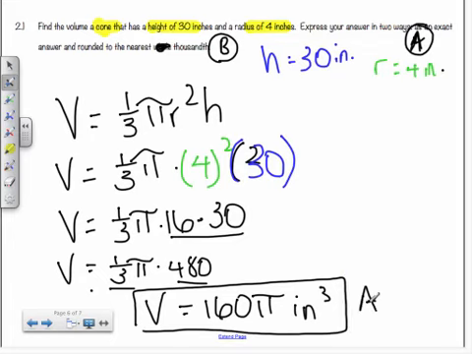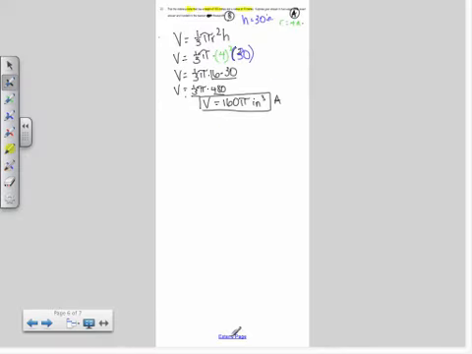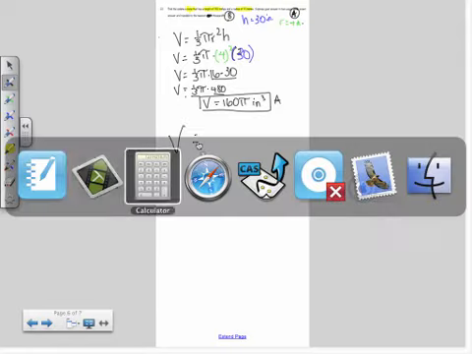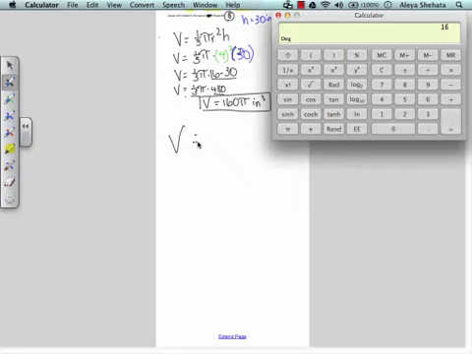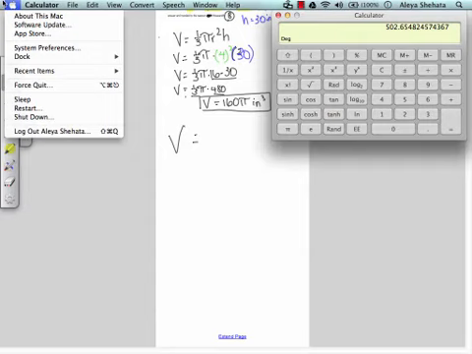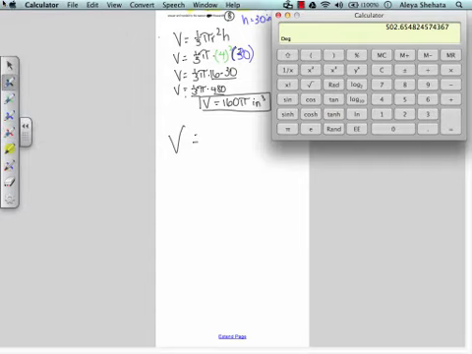Part B, all I have to do is figure out what this number is in my calculator. So I can say volume equals, let's see what it says in our calculator. So I'm going to take 160, multiply it by pi, and I end up getting this crazy wacky number right here, but I need to round it to the nearest thousandth. So if you look at your number, here's the tenths, here's the hundredths, here's the thousandths.